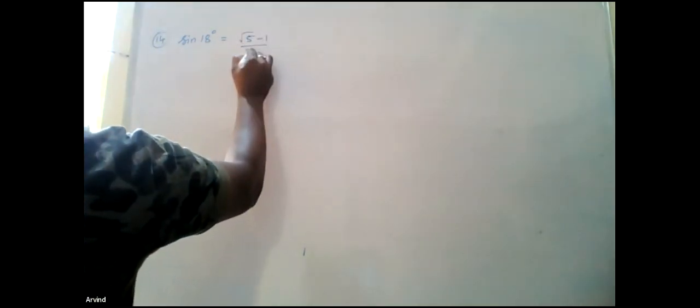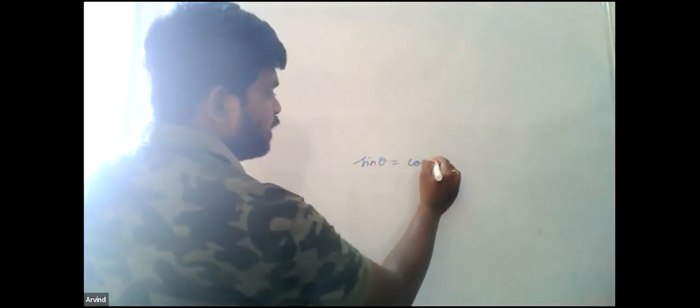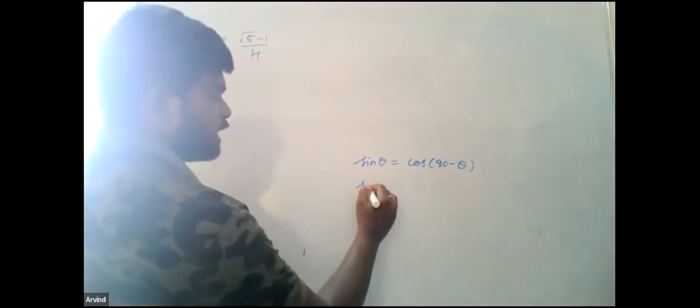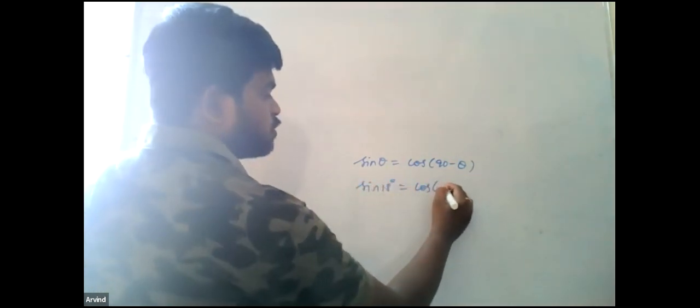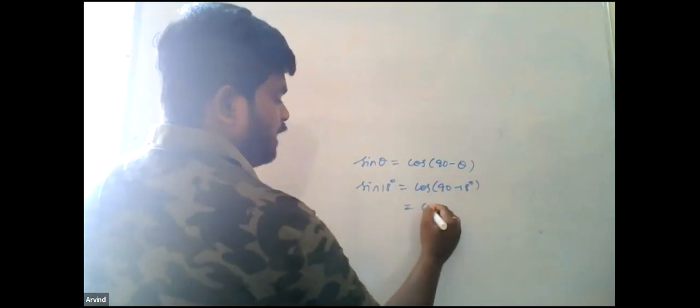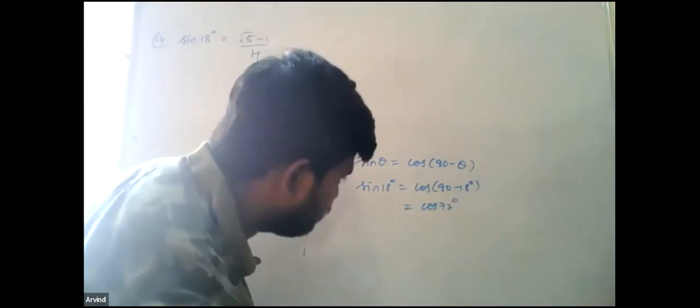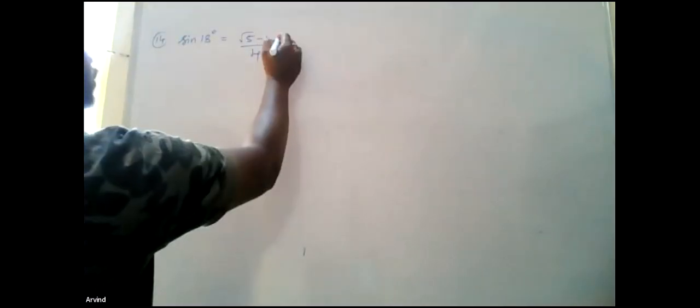Sine of 18 degrees is root 5 minus 1 by 4. And remember, sine theta can also be written as cos of 90 minus theta. So sin 18, which is equal to cos of 90 minus 18. Cos of 90 minus 18 is cos 72. So sin 18 value and cos 72 value will be the same. That is, cos of the complementary angle. So the 15th one is sin 18.